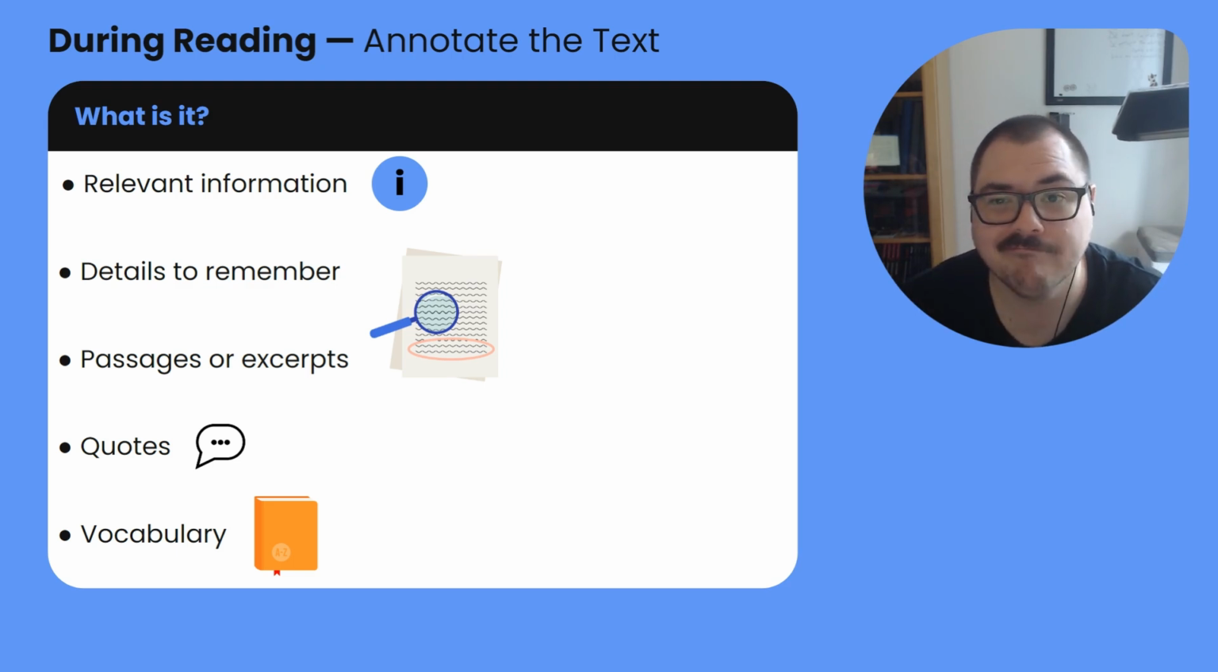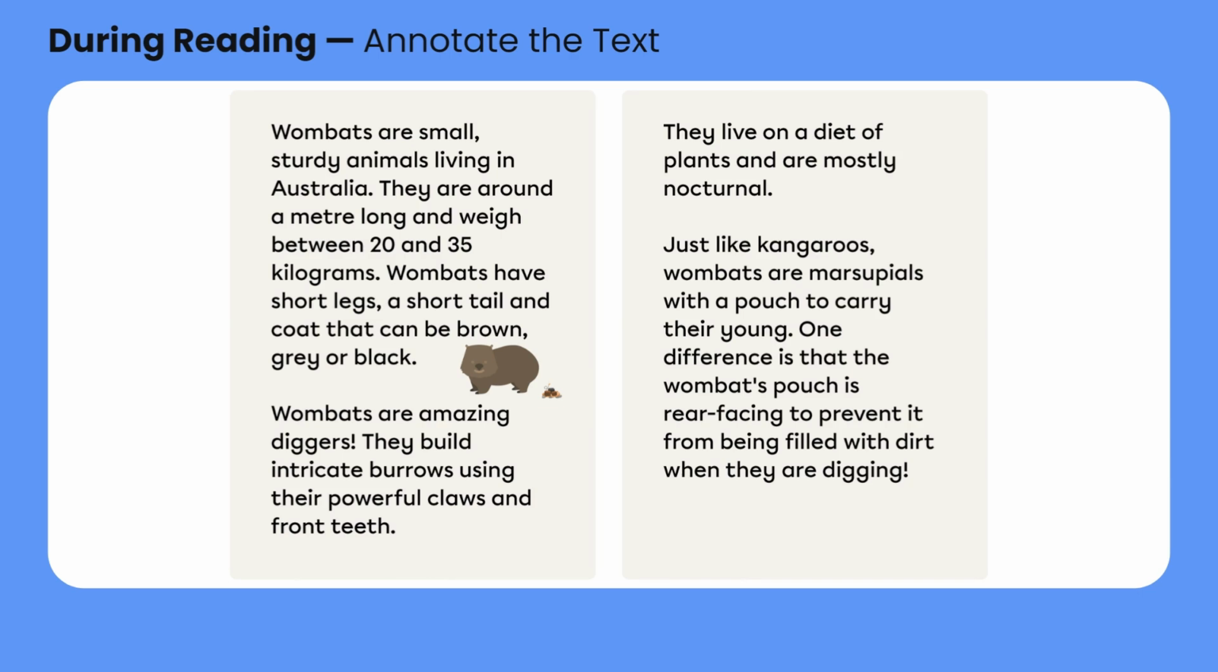All of that works. So let's take this text for example. We have a short text on the wombat here. It's an informational text that tells us briefly about the wombat. So here, we're going to give you some examples as to how to annotate properly. First, we can take notes by writing on the text itself. Obviously, don't do that if the book isn't yours, but if it is yours, that's something you can do.